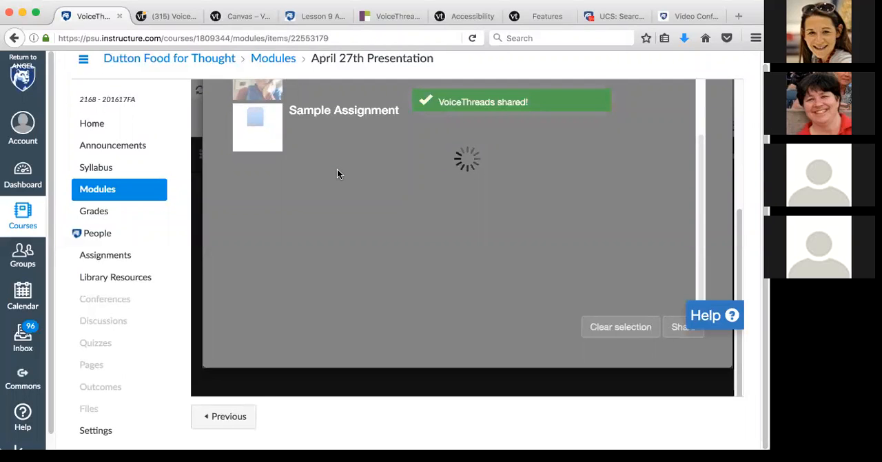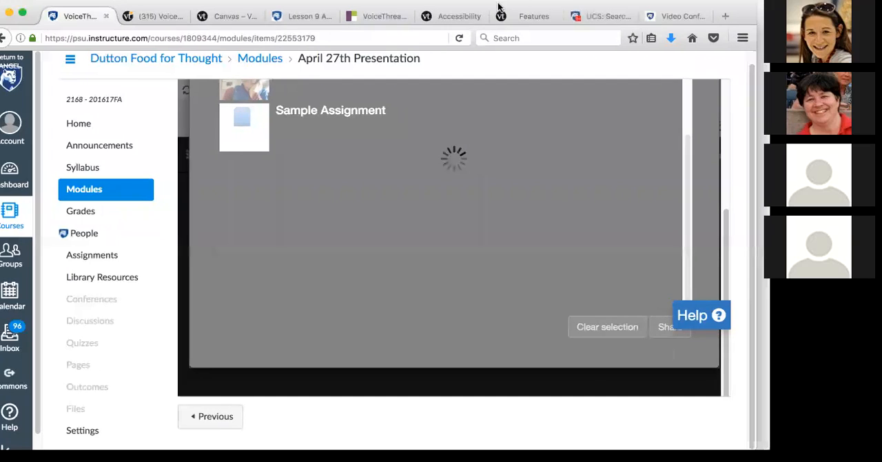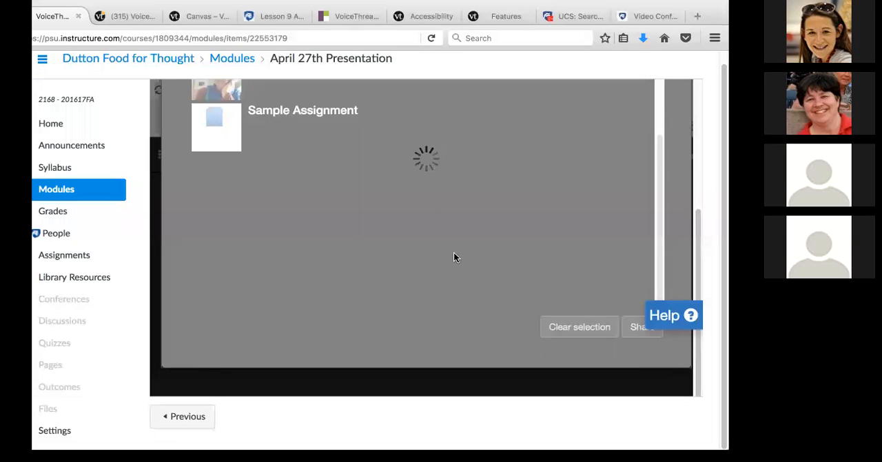Now I'm sharing this VoiceThread within Canvas. Usually it's pretty, but right at this moment, it's not. So basically, that's how you would apply a VoiceThread right within your Canvas environment.